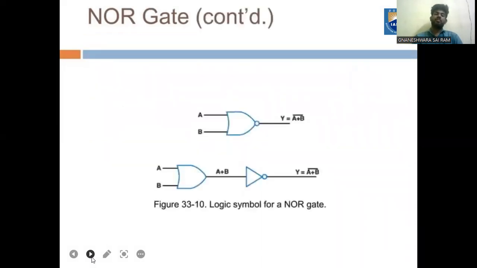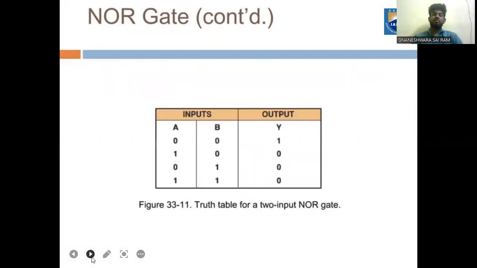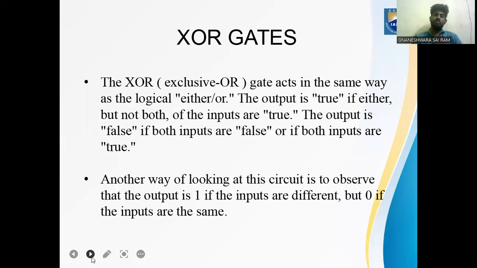NOR gate continued. This is the symbol of a NOR gate. If A and B are inputs, the output will be (A plus B) bar. This is the truth table of NOR gate. If A equals 0 and B equals 0, the output will be 1. If A equals 1, B equals 0, the output will be 0. If A equals 0, B equals 1, the output will be 0. And A equals 1, B equals 1, the output will be 0.